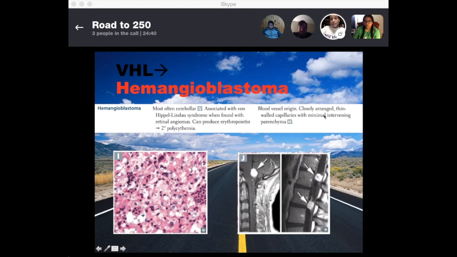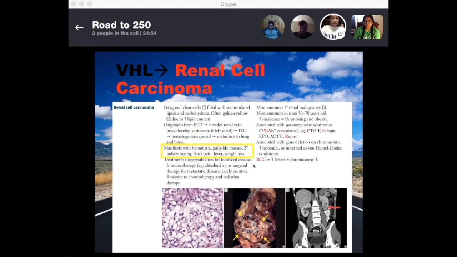And you're going to see closely arranged, thin-walled capillaries with minimal interfering parenchyma. So essentially, lots of capillary blood vessels building up. And then for renal cell carcinoma, you're going to have a patient who may have hematuria, palpable masses, polycythemia, flank pain, fever, and weight loss. So a patient with a history of those symptoms can indicate they might have renal cell carcinoma.